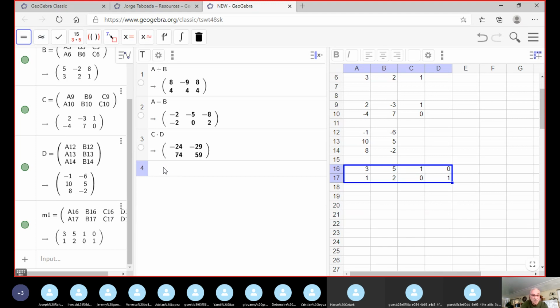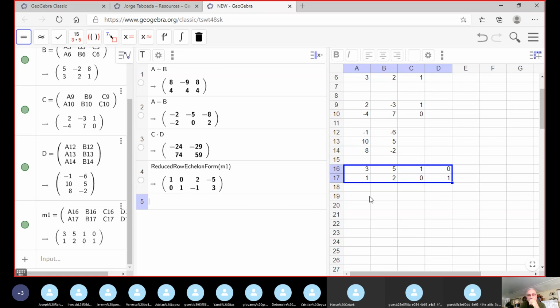I type in similar to the other class. I type in ReducedRowEchelonForm. Remember, capital R, reduced, for echelon form. Inside I put M1. Look at that. What happened? In the left part we have the identity matrix. In the right part we have the inverse matrix. Let me verify.